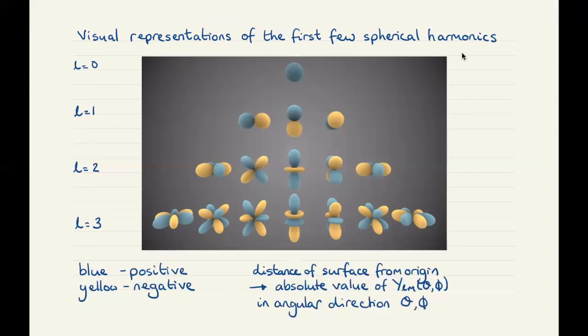And I think these blob pictures will be very familiar to you all as the usual form of the s, p, d, and f orbitals. The completely spherical, L equals 0 spherical harmonic is exactly the form of the s orbital. The L equals 1 spherical harmonics we're familiar with as the p orbitals. The L equals 2 as the d, and the L equals 3 as the f orbitals.